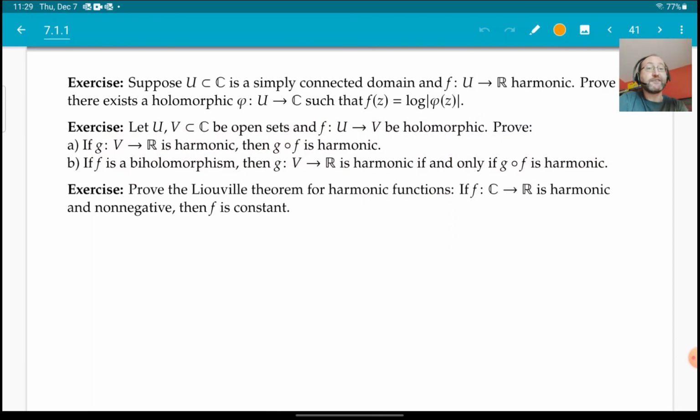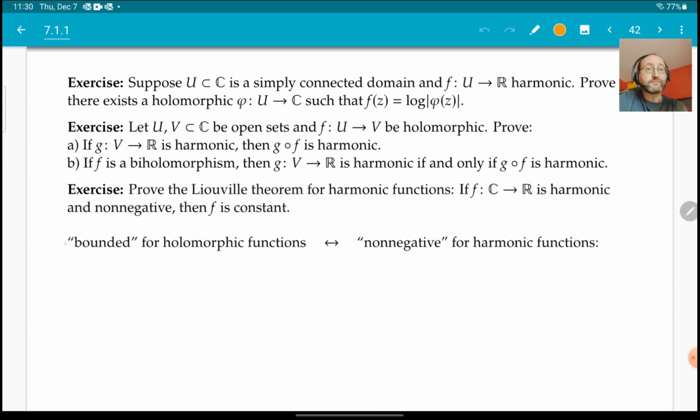Now the next useful exercise is prove the Liouville theorem for harmonic functions. So it's slightly different. Suppose that we have a harmonic function f on all of C, but instead of bounded, we're going to say, well, suppose it's non-negative. Then f is constant, right? So suppose this is never negative. There's this change in the Liouville theorem, which goes from bounded for holomorphic functions to non-negative for harmonic functions.